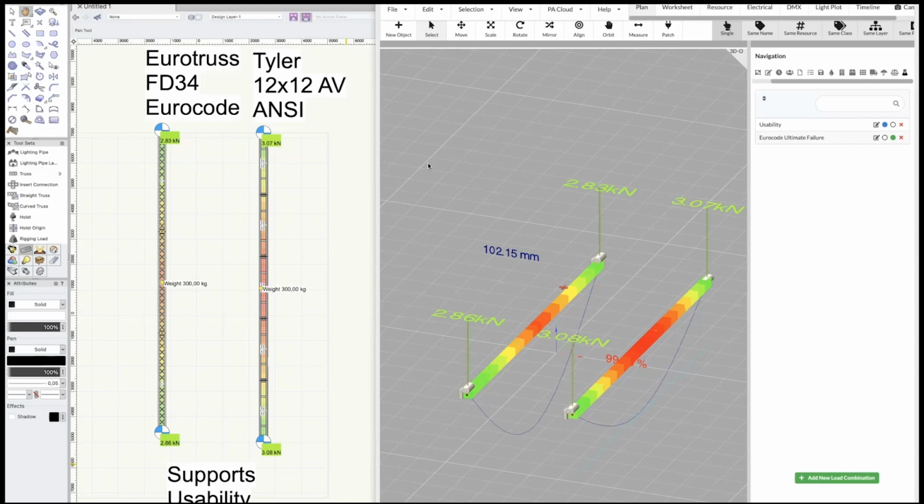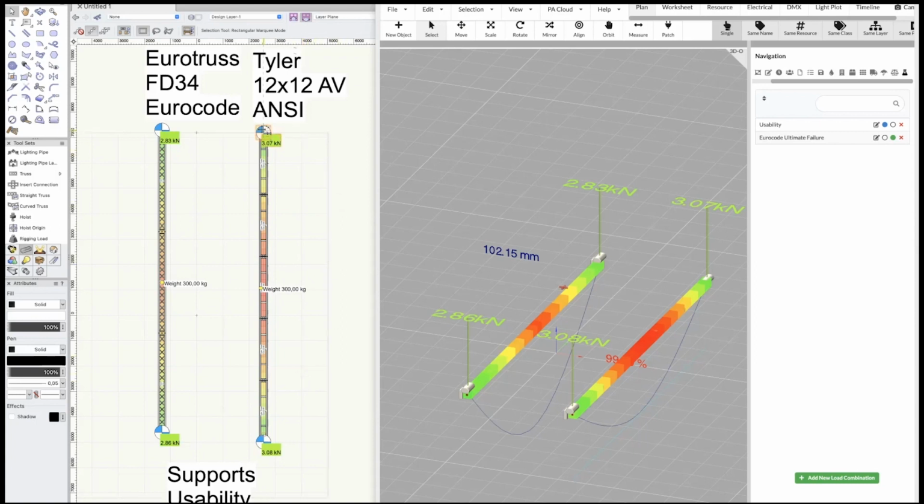I have drawn two truss lines in here. The one on the left is a Eurocode FD33 and the truss on the right is a Tyler 12x12 AV truss. You see that for all the trusses, I turned on the workload display. So in general, we need to check two things here. One is that the hoists are not overloaded.